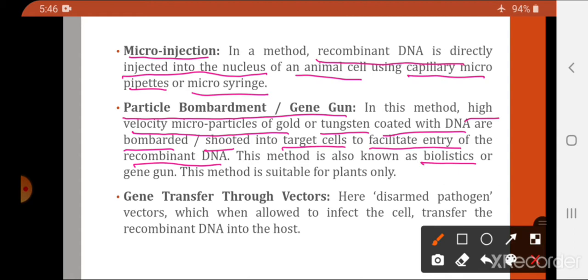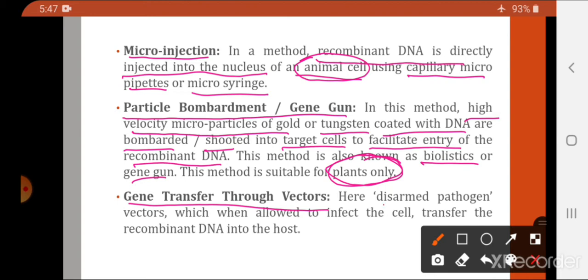This method is also known as biolistic or gene gun, and it is suitable for plants only. Microinjection, here the host cell was an animal cell, whereas in the gene gun normally this technique is applicable to the plants only. Now another method is gene transfer through vectors. ये already हमने features required to facilitate cloning में देखा था कि जैसे TI प्लाज्मिड है, ये प्लाज्मिड क्या करता है, होस्ट सेल के DNA के साथ compete कर लेता है. So directly हम ये vectors को use कर सकते हैं.